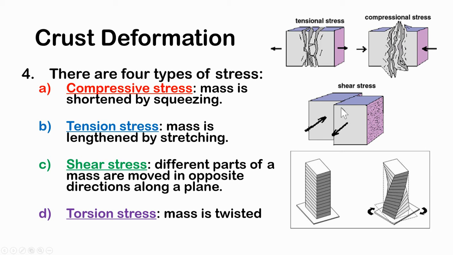Torsion stress, think about your torso, right? Your torso is your stomach and your chest and your upper body, right? What is your torso able to do? It's able to twist. It's able to move. And that's what torsion stress is. Mass is twisted. And if you have that in the earth, this is the kind of movement you would be experiencing. Remember those. You will be quizzed on at least two of those.